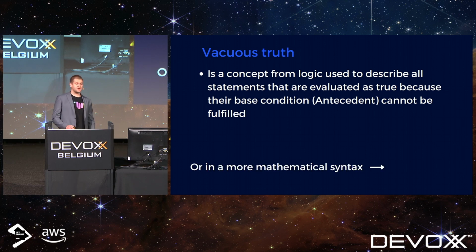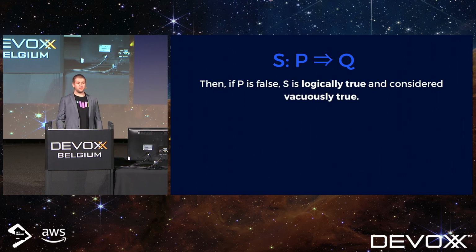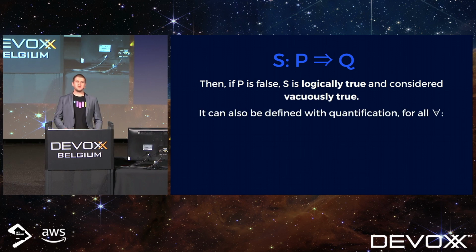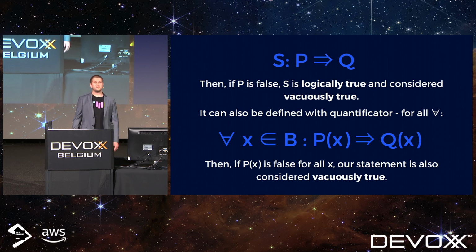Or in more mathematical syntax, let's assume that we have a logical statement S: if P then Q. Then, if P is false, S is logically true and is considered a vacuous truth. We can also write it with the help of the for-all quantifier. And we get something like this: for all the x's from a set B, if P(x), then Q(x). And here, if P(x) is false for all the x's, our statement is also considered vacuously true.